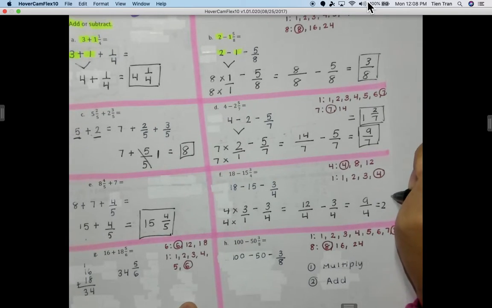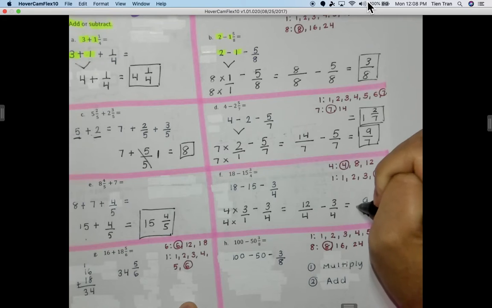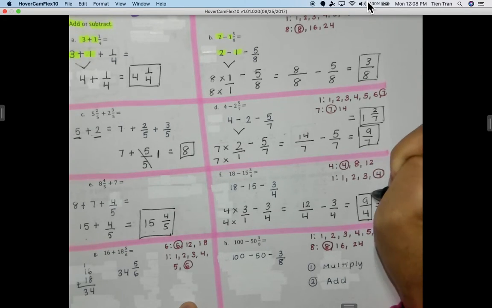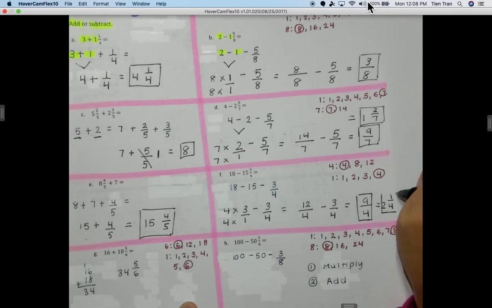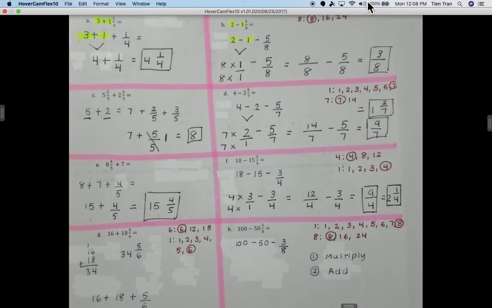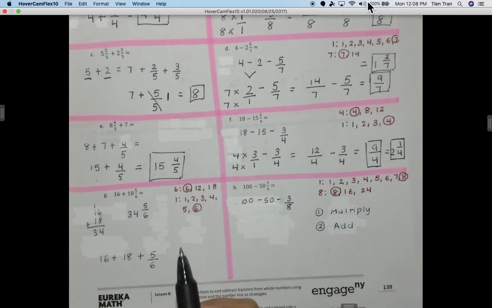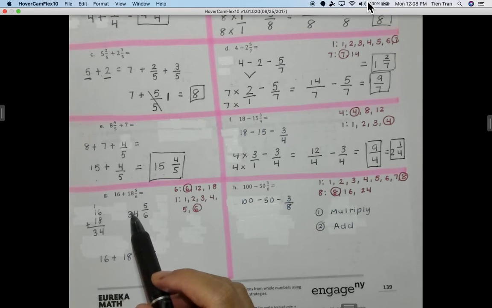Let's see if I can squeeze that in. 2 and 1/4. So 9/4 or 2 and 1/4. There you go. Now for problem G, I have 16 plus 18 and 5/6.